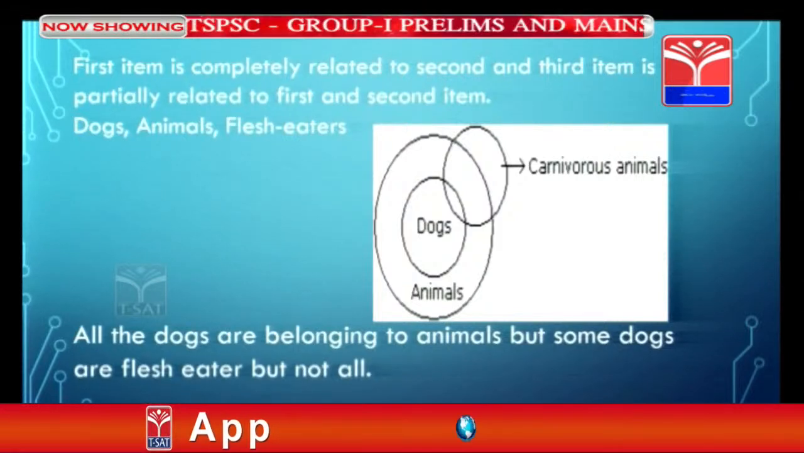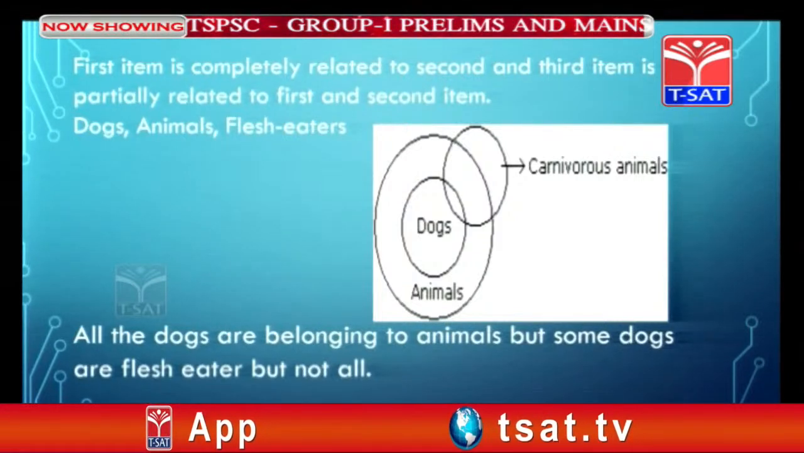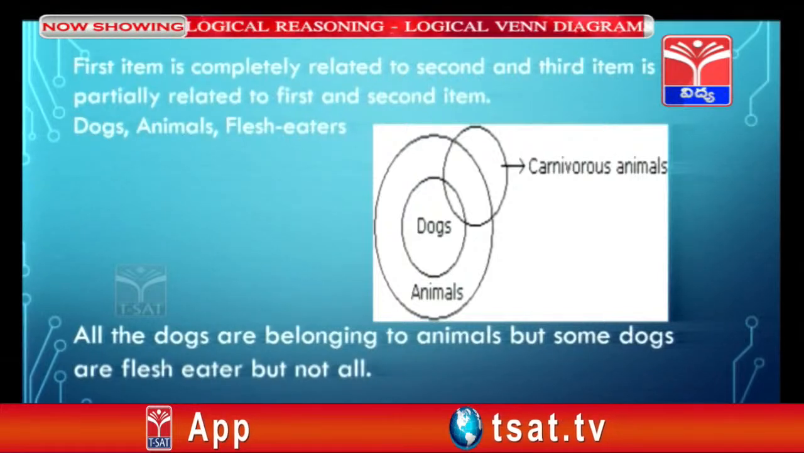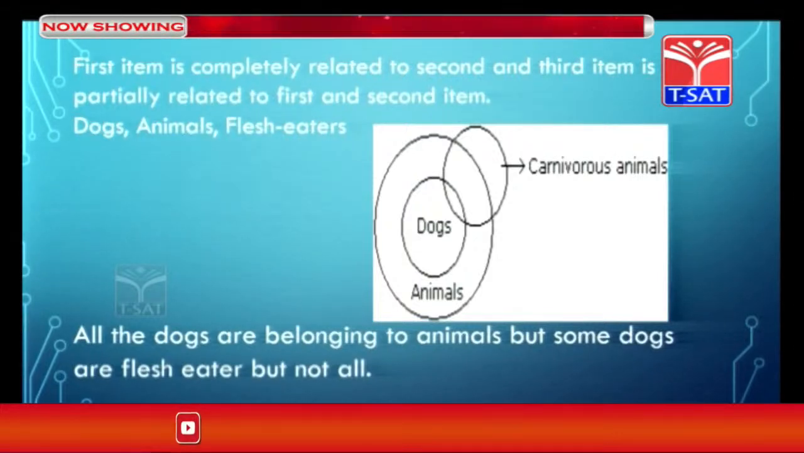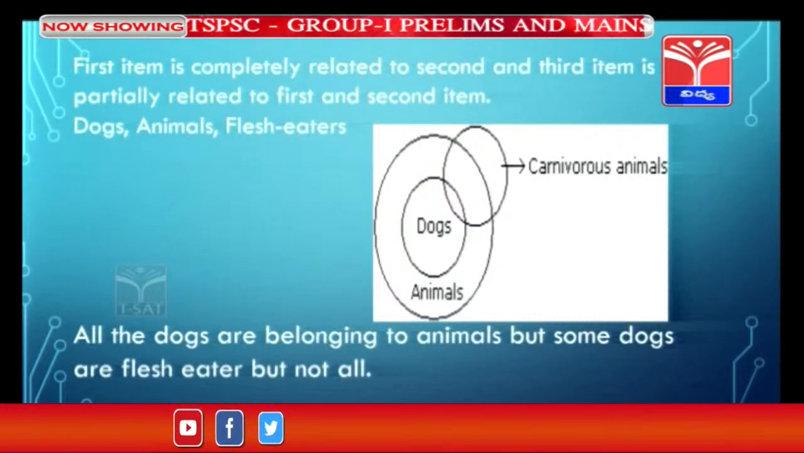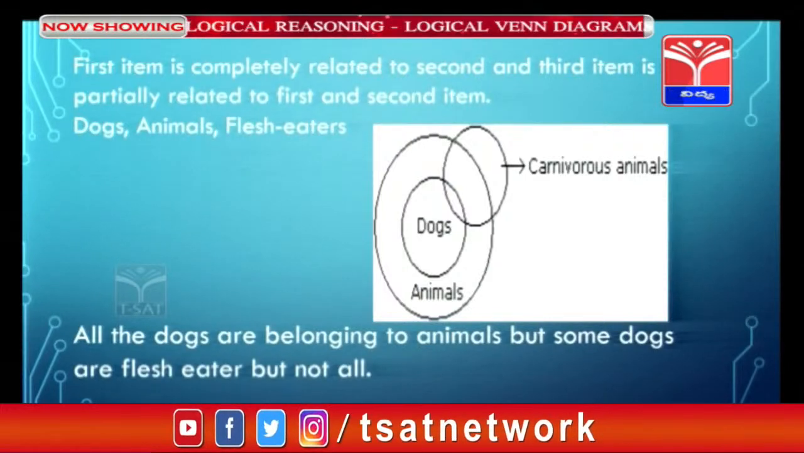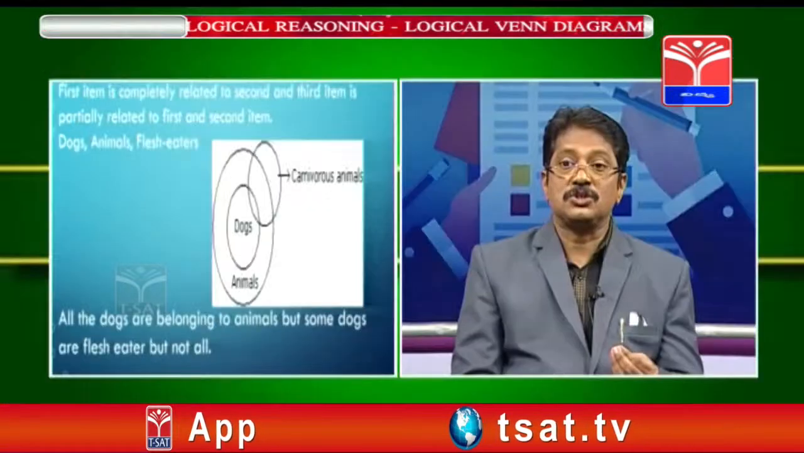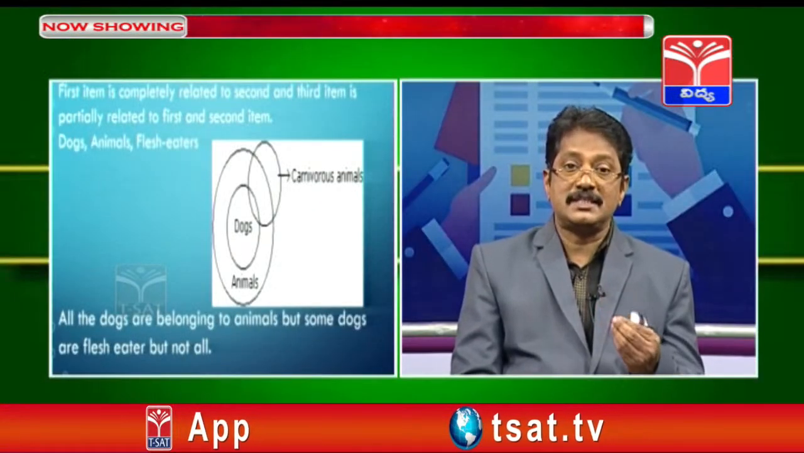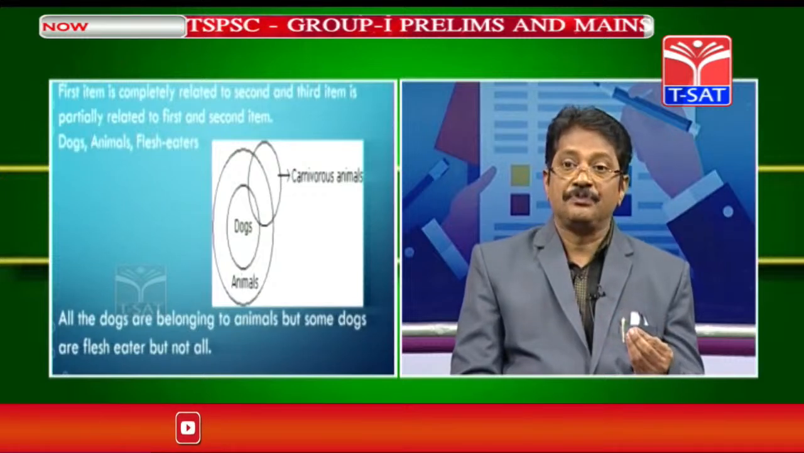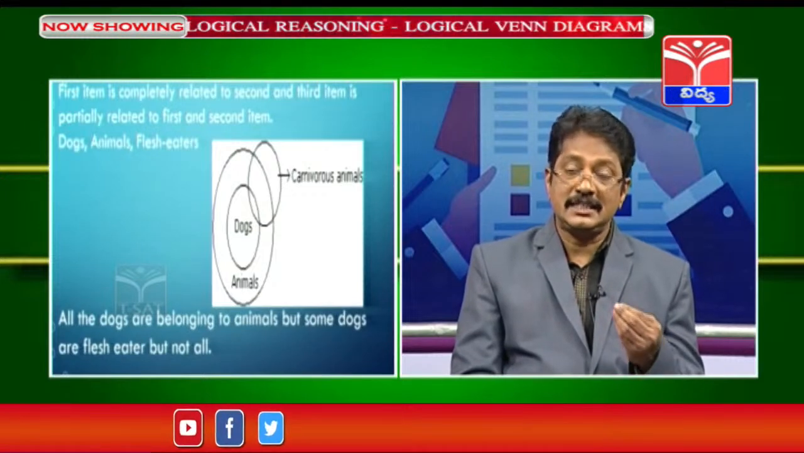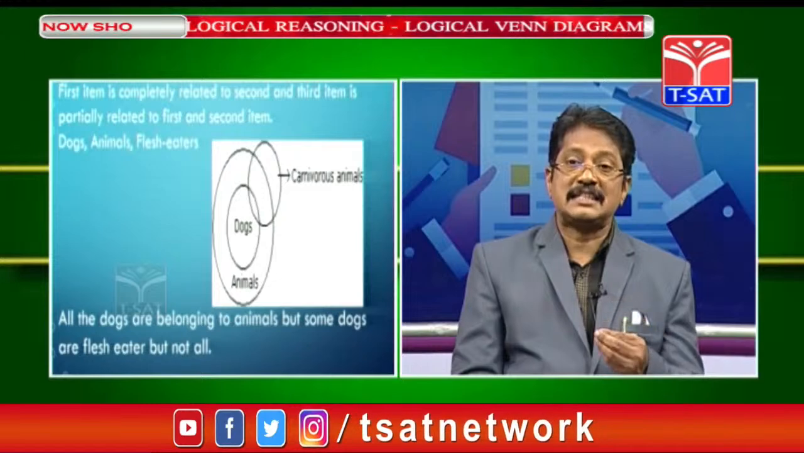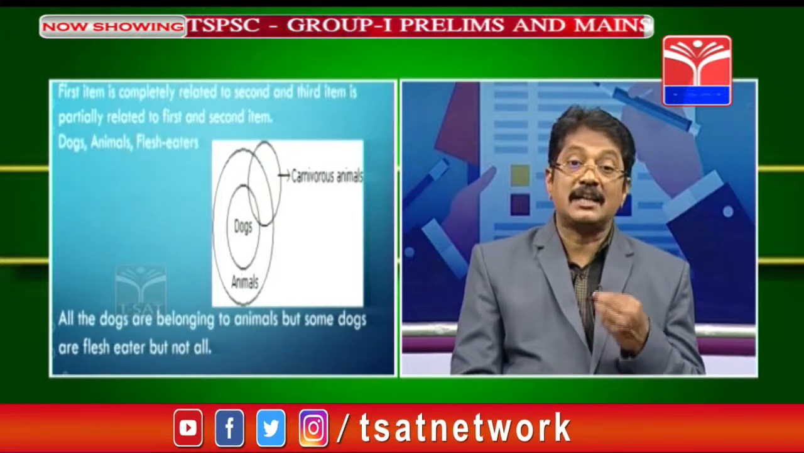But some dogs are flesh eaters, but not all. All dogs need not be flesh eaters. So, all dogs need not be carnivorous animals, and at the same time all animals are not carnivorous animals. For that reason, you can represent it with a third circle that intersects the first and second circles partially, not completely.